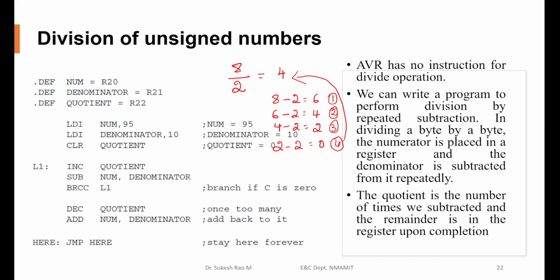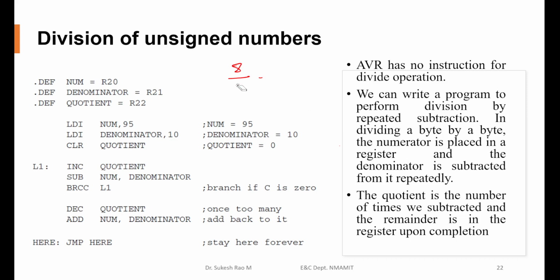So that's how it works. Here this 4 is the quotient, and the remainder is 0. If you are dividing 9 by 2, then obviously you will be left with 1. So the 1 is going to be the remainder. The same logic is going to be implemented in this program, when you are actually working on divide instructions.